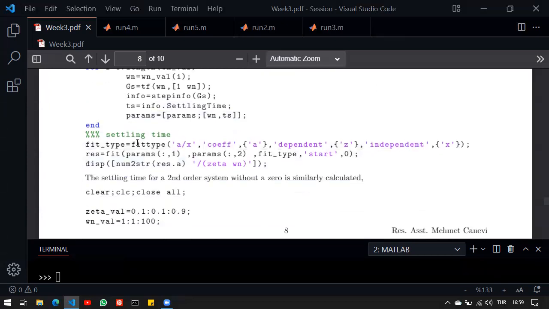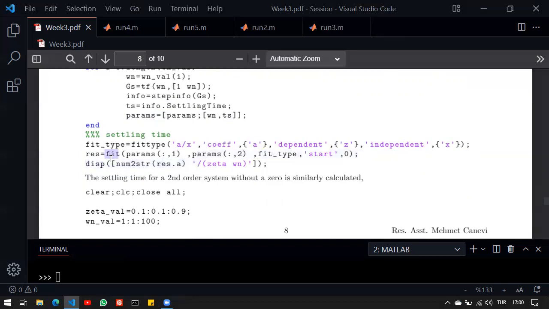And then the fit type function from the curve fitting toolbox has a notation as follows, where you give the mathematical expression here. It is a divided by x, and then we have the coefficient. We want to determine what a looks like, but the result will be stored as z, which is the dependent value, and the independent value is x, which means that x will be changed in a certain interval, or the input is x, the output is z, and the coefficient is a.